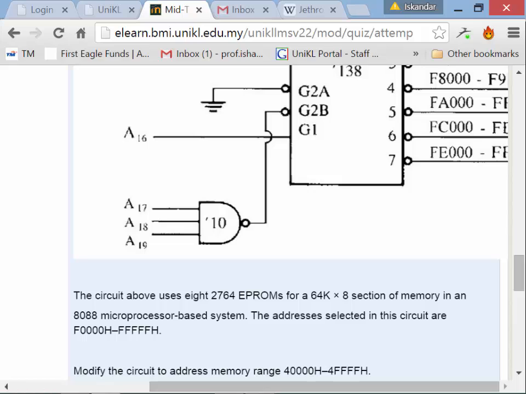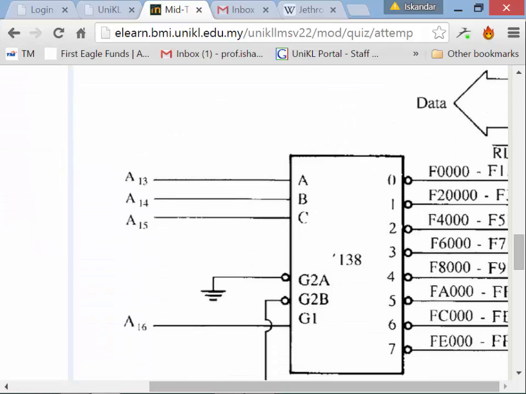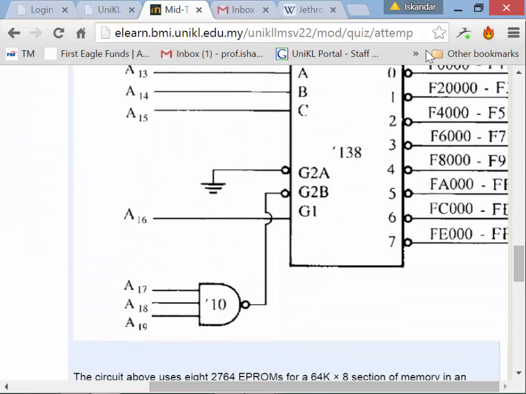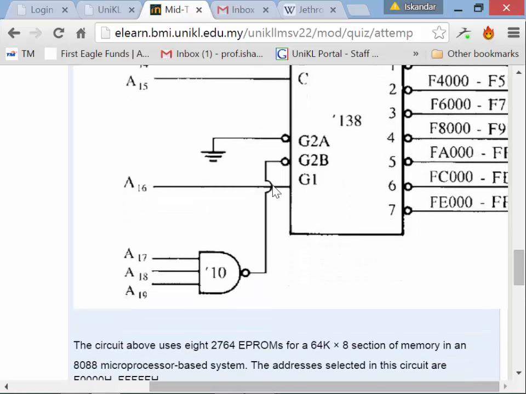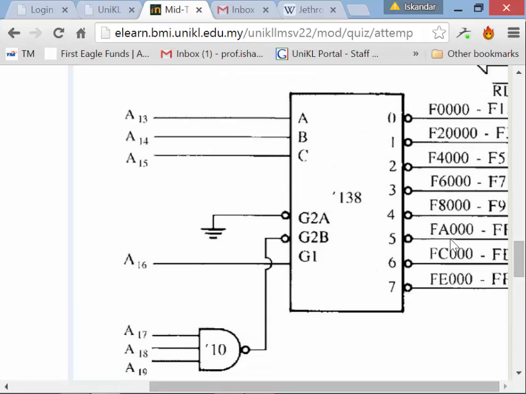Because we've got 8 ROMs here, and what we've got coming into this is, right here, these 4 lines have to be high for this 138 to be selected. This is what this chip right here is, the 138 is a 3 to 8 decoder.